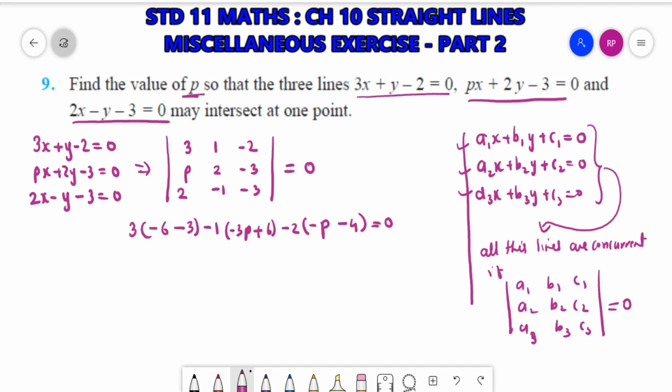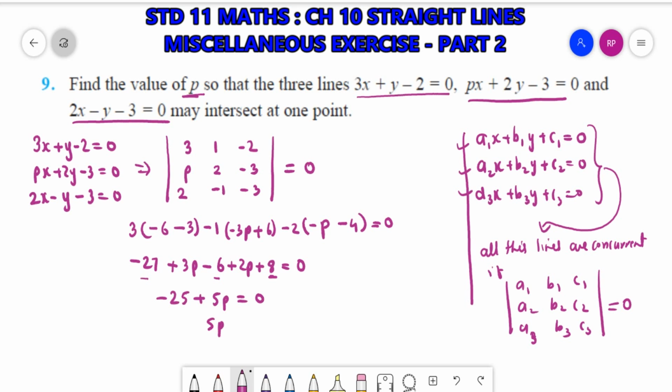-6 minus 3, that is -9. -9 into 3, that is -27. -3p, minus 1 into -3p, plus 3p. Minus 1 into 6, -6. Minus 2 into minus, that is plus 2p. Minus 4 into -2, plus 8, equal to 0. -27 minus 6 equals -33. -33 plus 8 equals -25. Plus 3p plus 2p, 5p equal to 0.